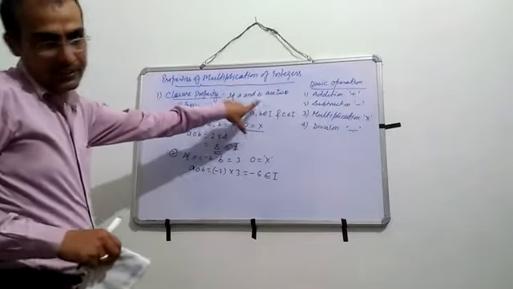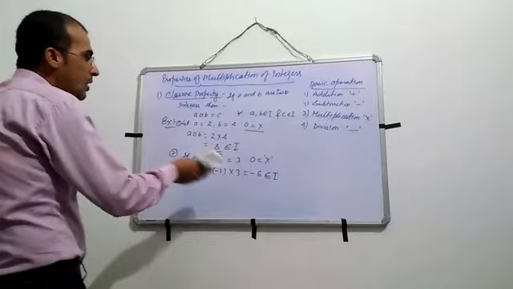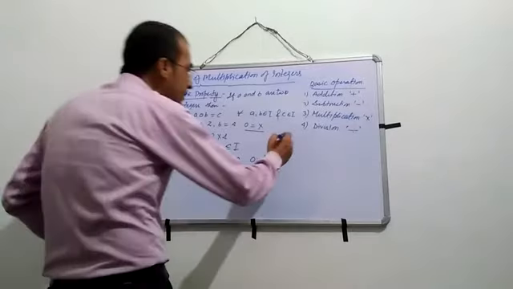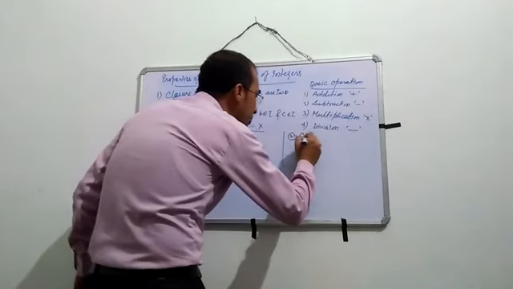Second property is here. I am going to discuss the second property. What is the second property? The second property is commutative property.